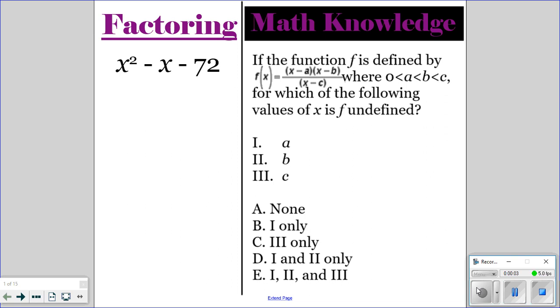All right, so y'all go ahead and do the factoring and math knowledge question for today. Pause the video, and then once everyone is finished, y'all can unpause the video and I'll go over the correct answers.